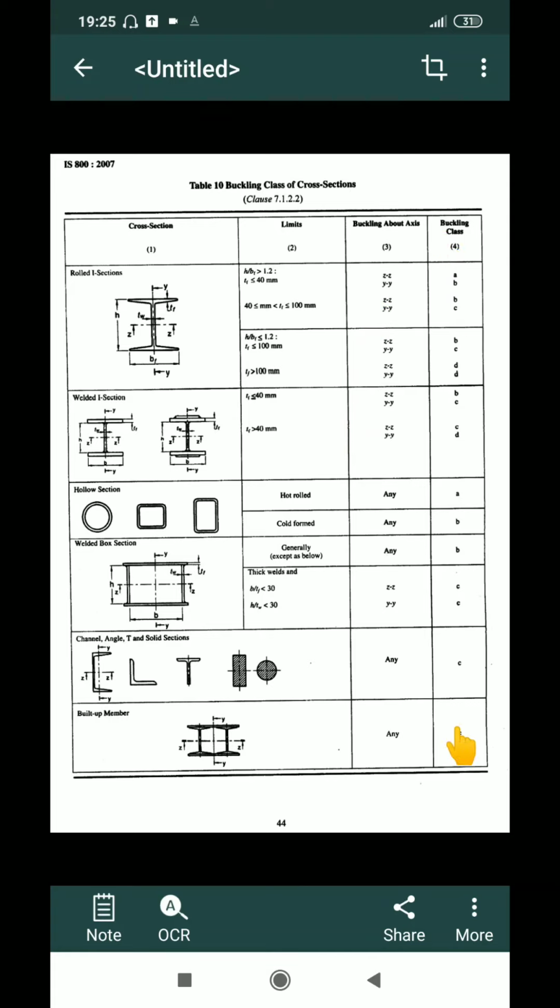So in next class we will study problems on columns.